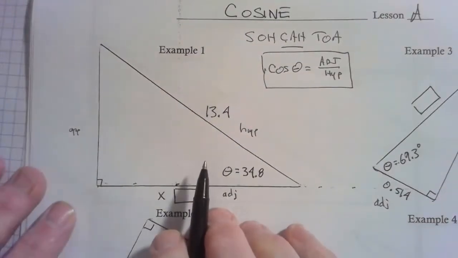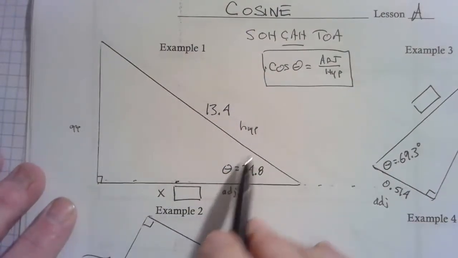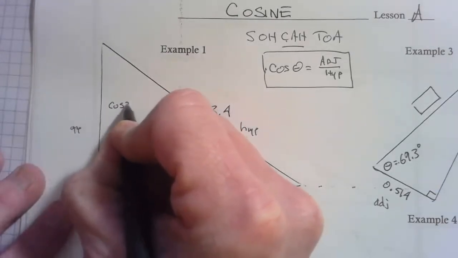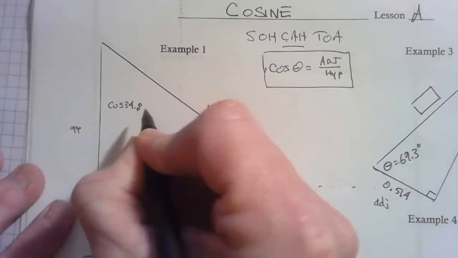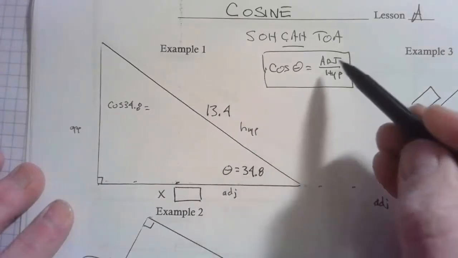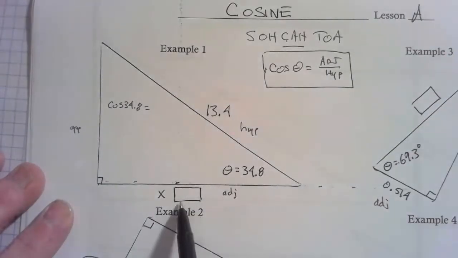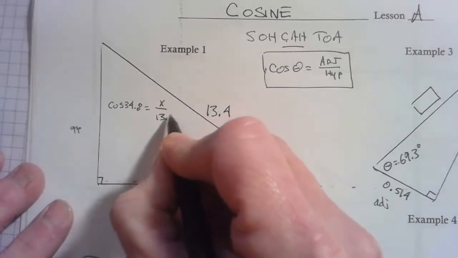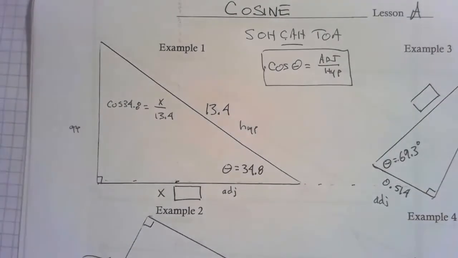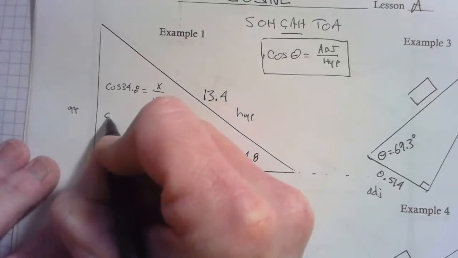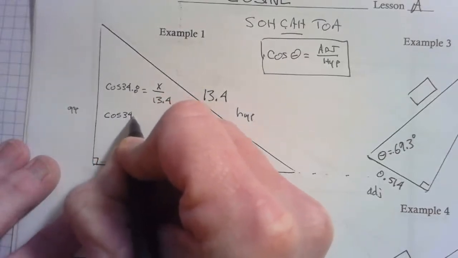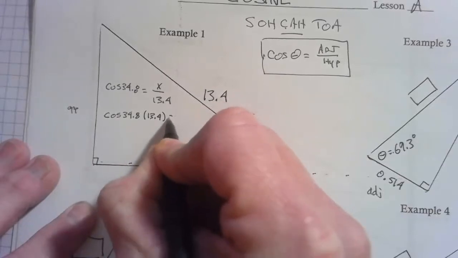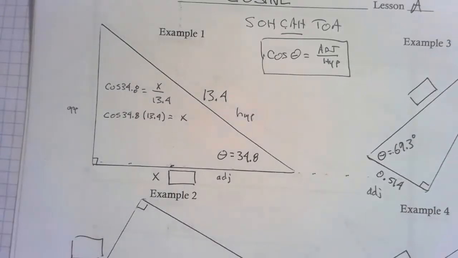For this first one, just start off by writing what you have. I got 34.8, so I have the cosine of 34.8 equals adjacent over hypotenuse. The adjacent is the thing I don't know, so I'll call that x over the hypotenuse, which I do know, 13.4. And so to get x, all I need to do is take the cosine of 34.8, find that on my calculator, times 13.4. Just multiply both sides by the 13.4.